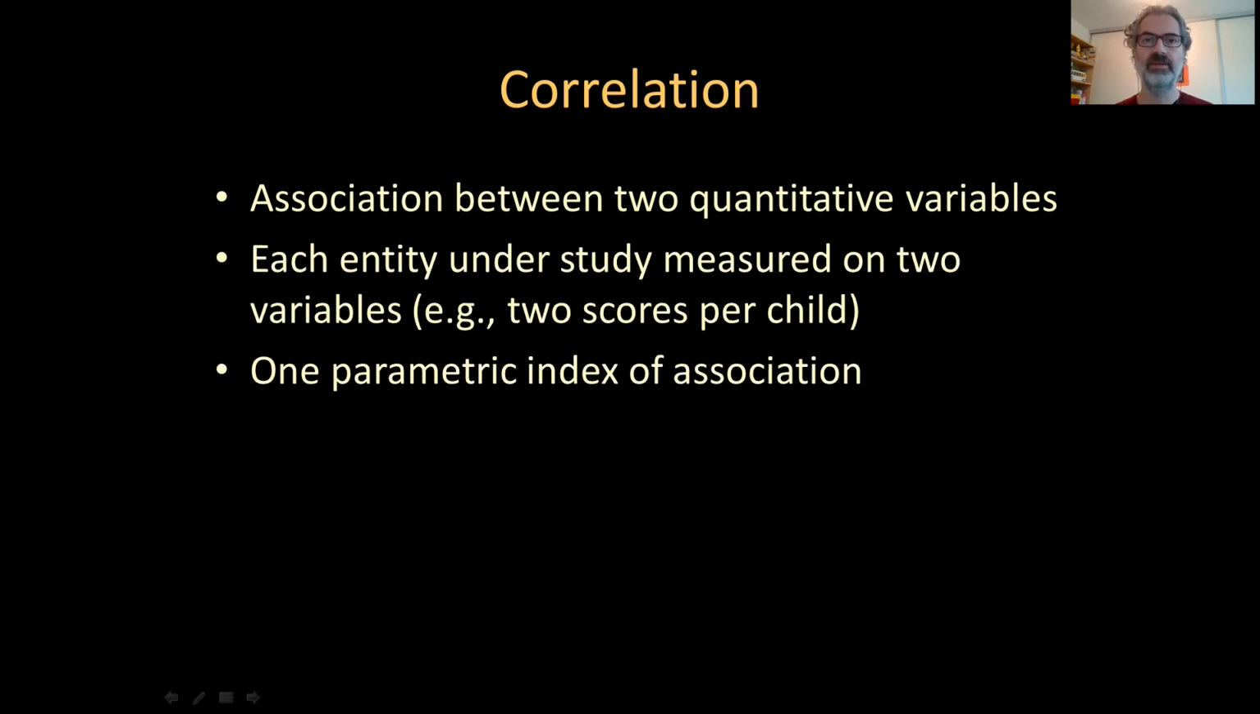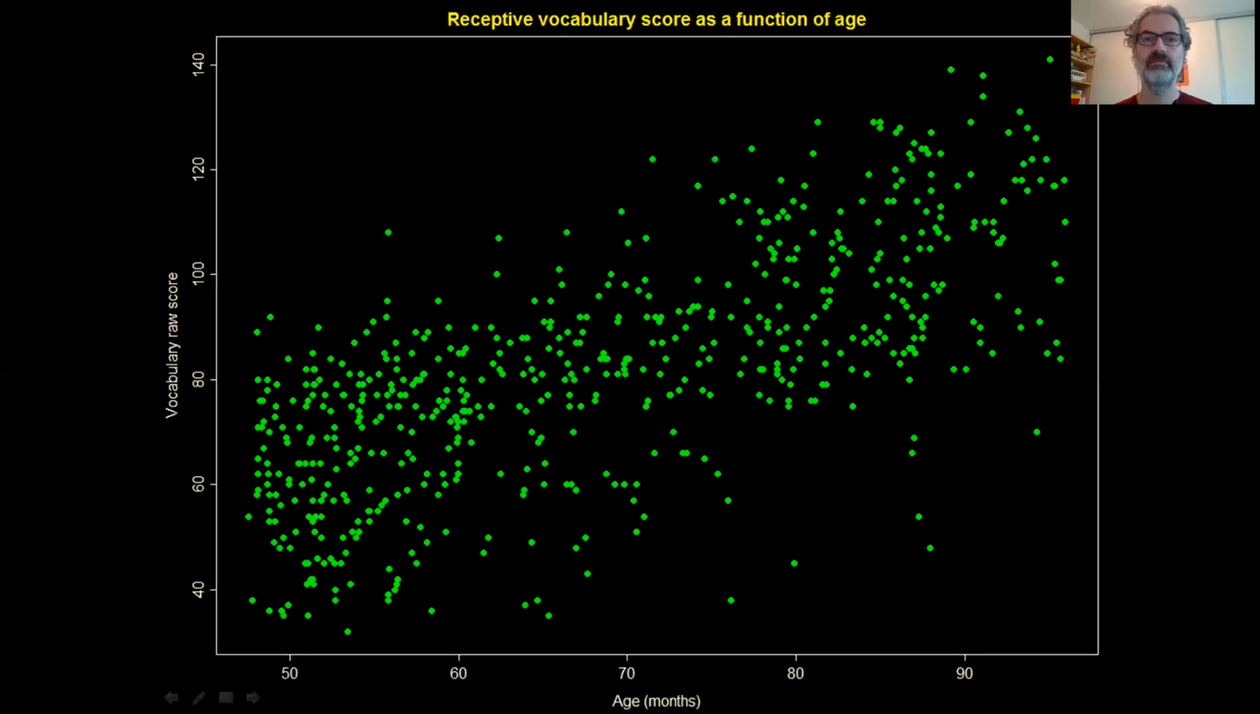Let us start by looking at a scatter plot where the relationship between two quantitative variables becomes visually obvious. This is the case of vocabulary as a function of age for children. Each data point here corresponds to one child. On the horizontal axis is the age of the child in months, and on the vertical axis is the raw score on a vocabulary test. We see that these variables are correlated because none of the younger children have very high scores, and there are very few of the older children that have very low scores.